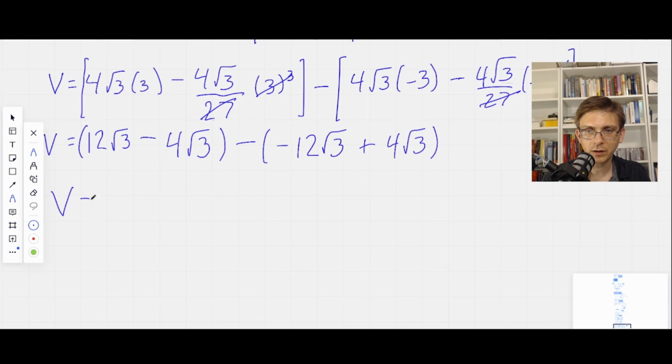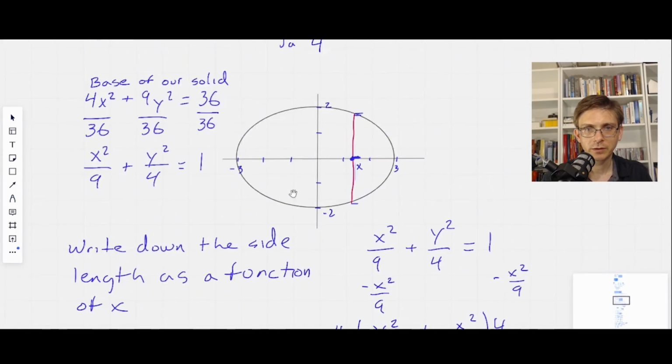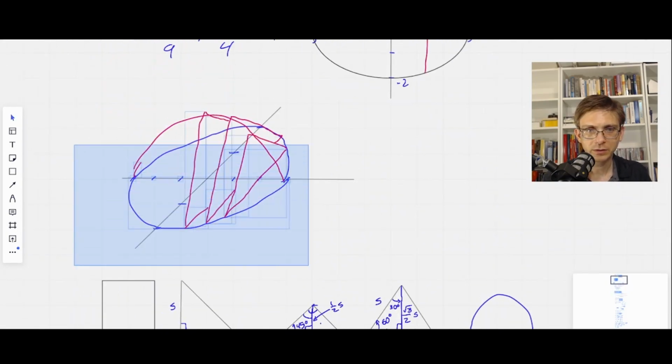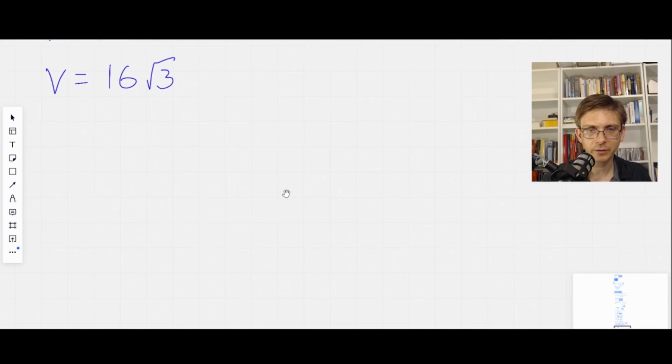Let's combine all of our terms here. Everything's got a rad 3, so we just need to add up everything correctly. So we have 12 rad 3 minus 4 rad 3. That's 8 rad 3 minus, and then minus 12 rad 3 plus 4 rad 3, so that's -8 rad 3. One last step, we get 16 rad 3 because we're adding those together. And there we have it. There's the volume of our shape. So this all the way back up here, the volume of this shape ends up being 16 rad 3.